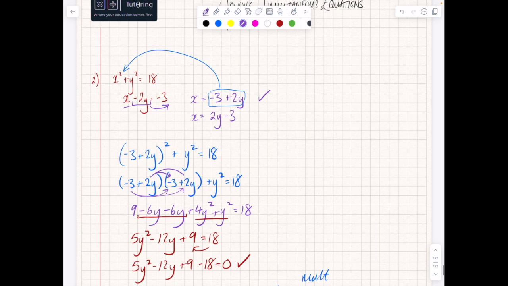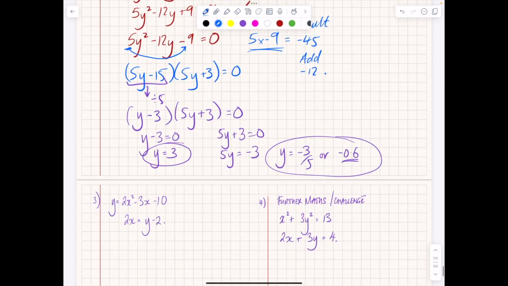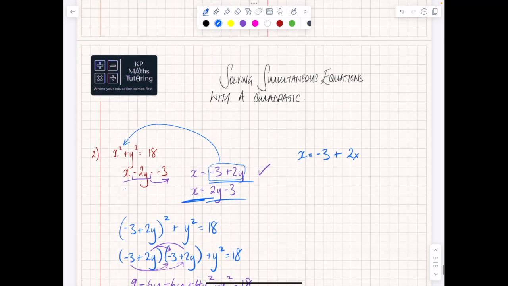Let's go back up here. I now need to find the value of x. So you can either use this one or this one, depending on how you rearranged it. So x is equal to minus 3 plus 2 times your value of y. y is 3 to start with, so plug that in. Minus 3 plus 2 times 3 is 6. So minus 3 plus 6 is 3.